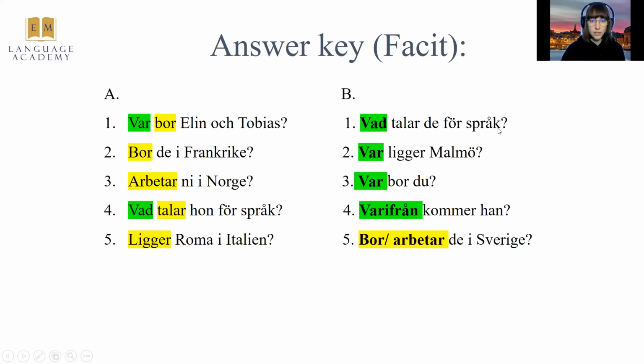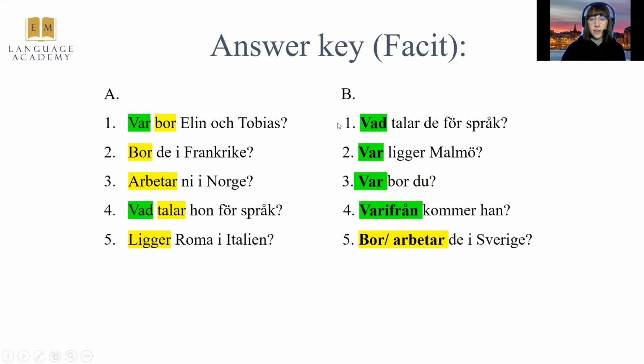Now exercise B. "Talar de för språk?" "Vad talar de för språk?" The question word is missing. "Ligger i Malmö?" "Var ligger Malmö?" Where is Malmö located? Number 3. "Bor du?" "Var bor du?" Where do you live? Number 4. "Blank kommer han?" "Varifrån kommer han?" Where does he come from?